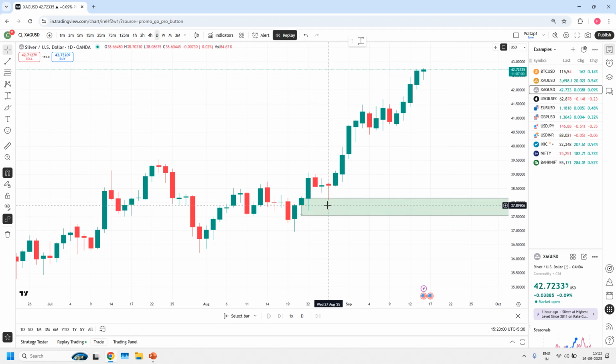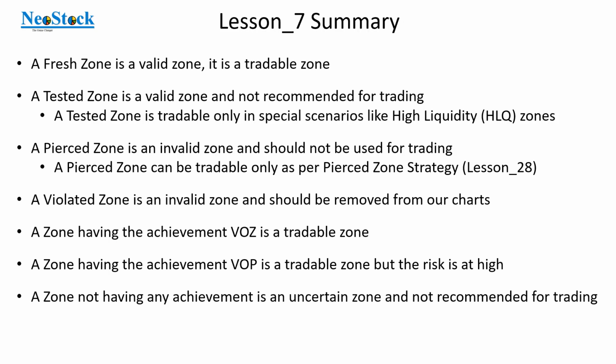So you would have missed this trade because we don't have clarity. That's why I told you, if a zone does not have any freshness, it is an uncertain zone. I'm not saying invalid zone. A zone not having achievement is an uncertain zone. That means it may work, it may not work. We don't have clarity. We don't have any confirmation. That's why I'm saying it is an uncertain zone, but I'm not saying invalid zone. With an uncertain zone, better not to plan trades. It is not recommended because uncertainty is there.